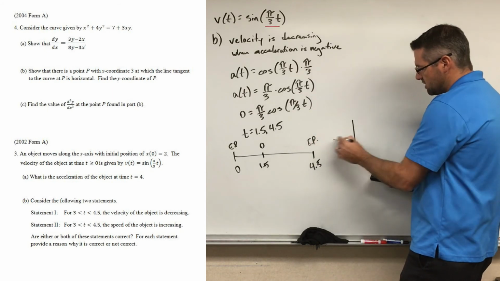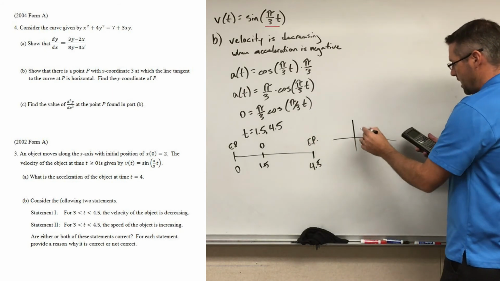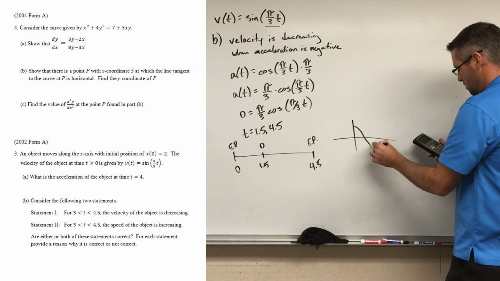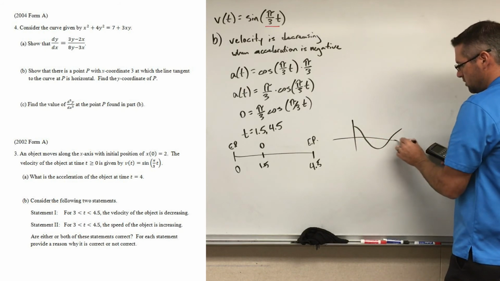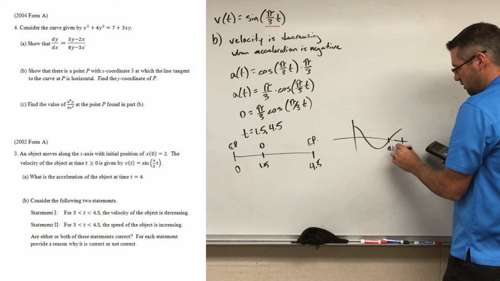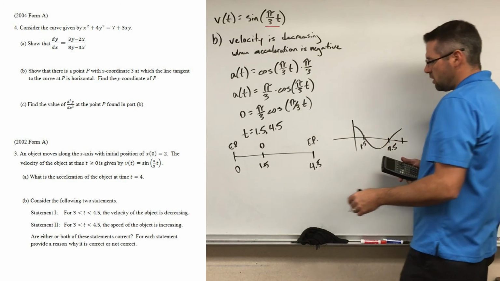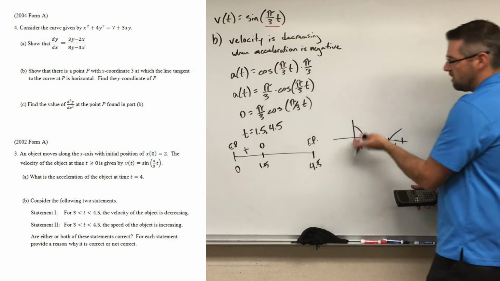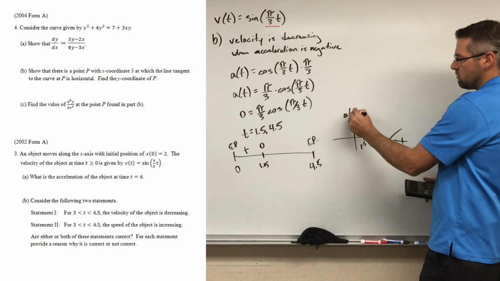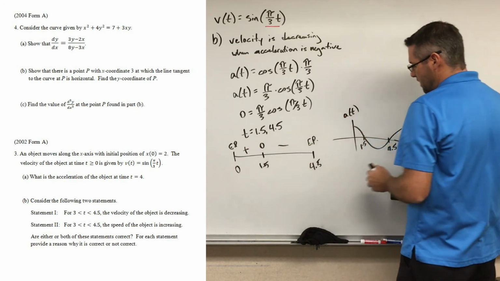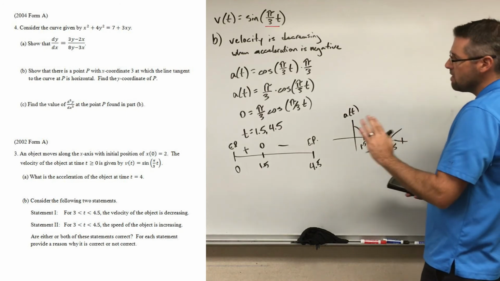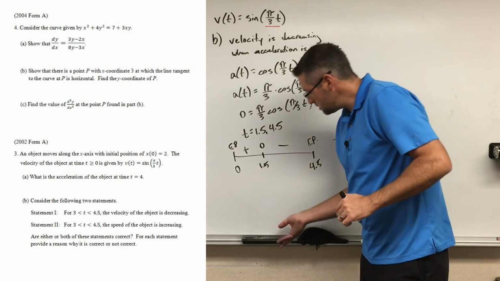The graph looks something like this. It starts high, and then it goes low, and then it goes high. So this is 4.5 right here, and this is 1.5. So we can see that our acceleration is positive because it's above the axis here. This is our acceleration graph. And then it goes negative, and then after 4.5 it goes positive. But that's not such a big deal there.